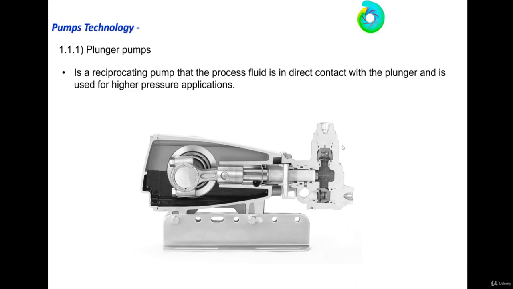A plunger pump is a reciprocating pump in which the process fluid is in direct contact with the plunger, and it is used for higher pressure applications. As we will see, it's used for higher pressure than the piston and the diaphragm types. For the highest pressure applications, the plunger type is used. The pressure and the flow are related, so if it gives a higher pressure than the piston and the diaphragm, this means less flow than the piston and the diaphragm. As we will see this later.